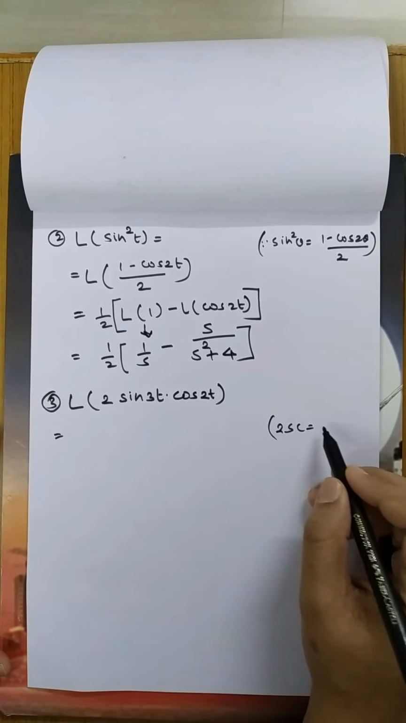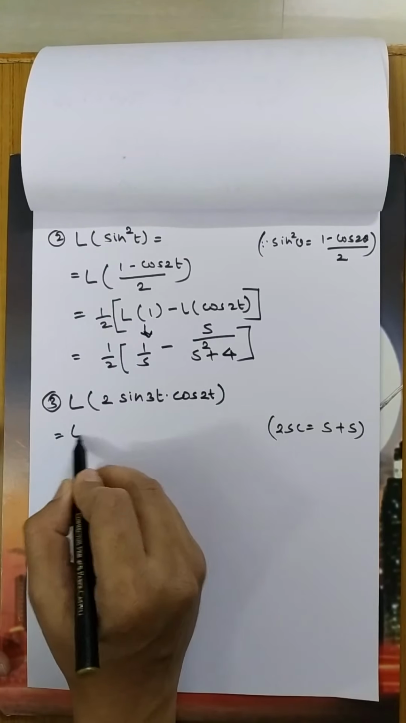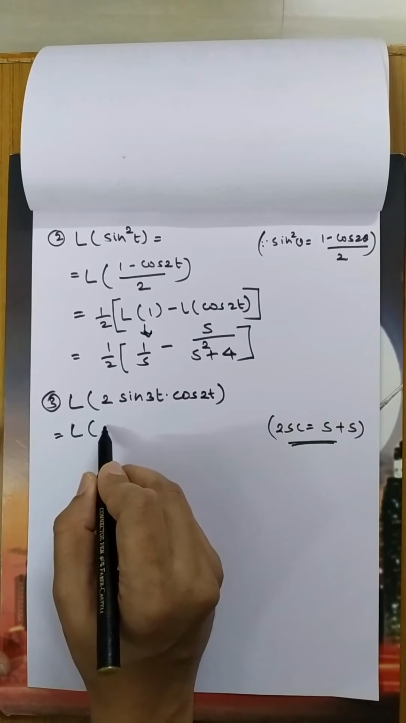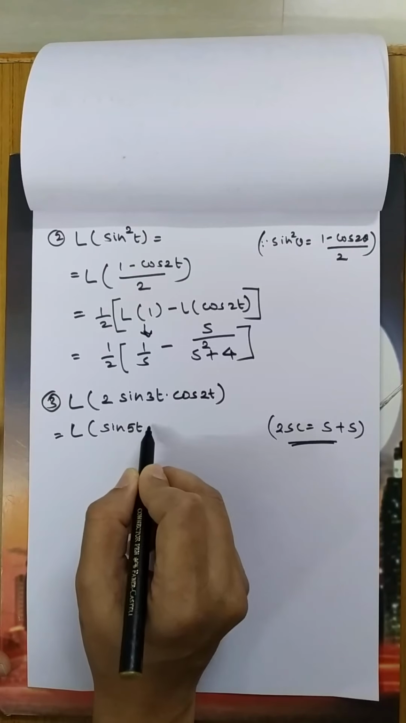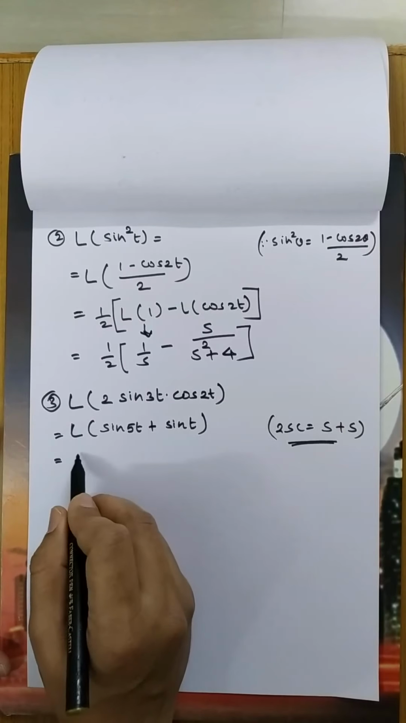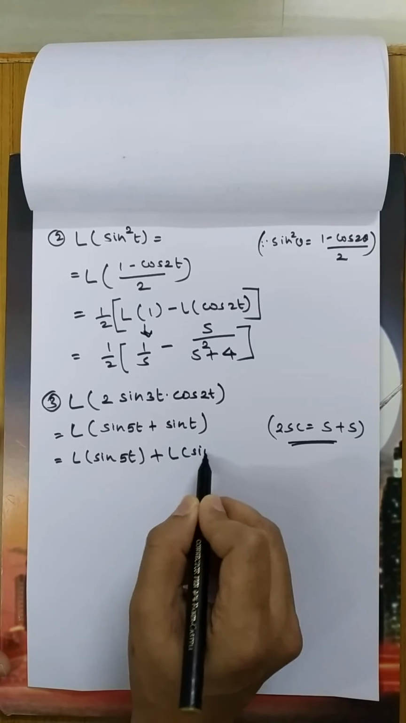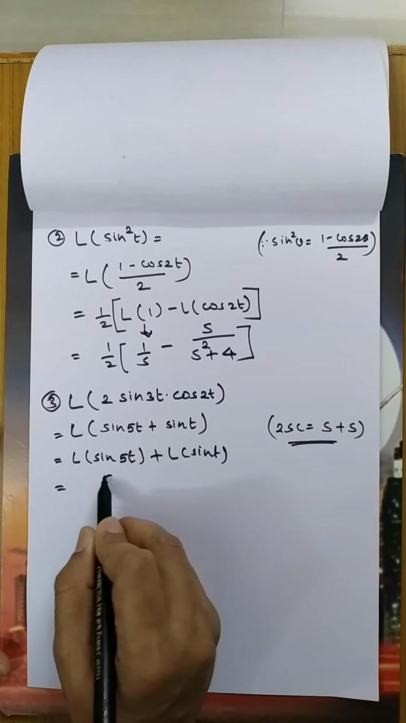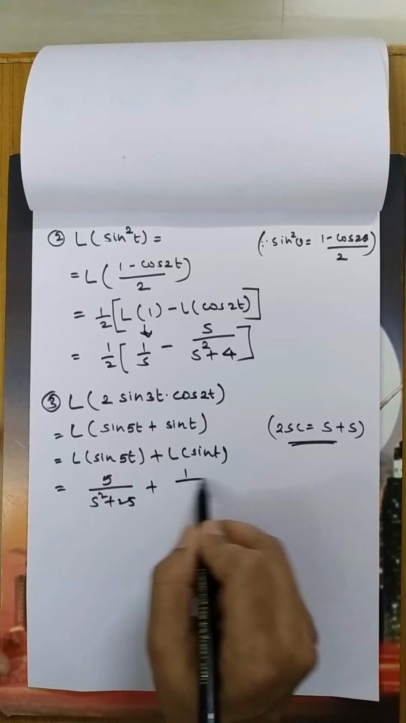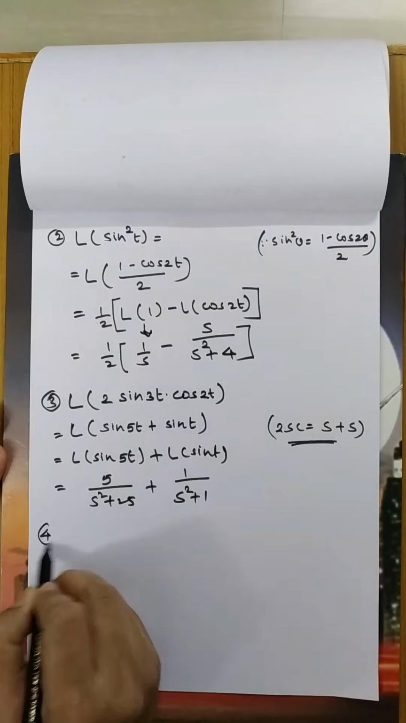2 sin A cos B, what is it? 2 sin A cos B is sin(A plus B) plus sin(A minus B). So Laplace of 2 sine 3t into cos 2t, we will apply this trigonometric formula, sine 5t plus sine t. Now you can apply Laplace on individual terms, Laplace of sine 5t plus Laplace of sine t. Laplace of sine 5t is 5 by s square plus 25, and Laplace of sine t is 1 by s square plus 1. Clear? Let's move on to the next question.